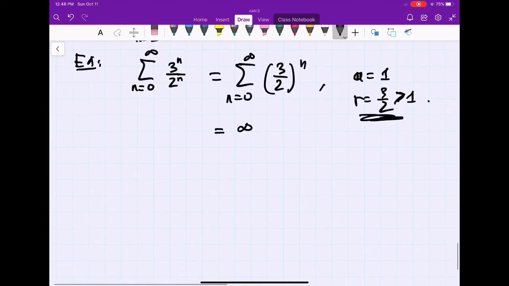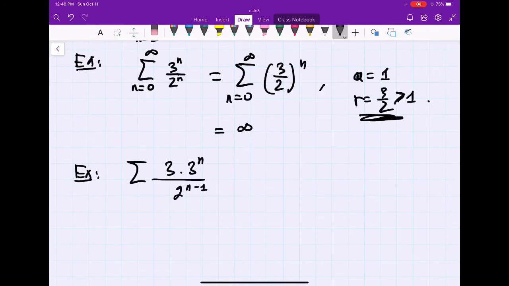Something like this you might see in the future. A series of 3 times 3^n over 2^(n-1), from 0 to infinity. So how to work with this? Actually, I can write here 3^(n+2) over 2^(n-1). Sorry, here it's n plus 1. So n equals 0 to infinity.